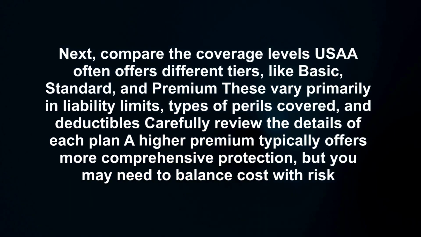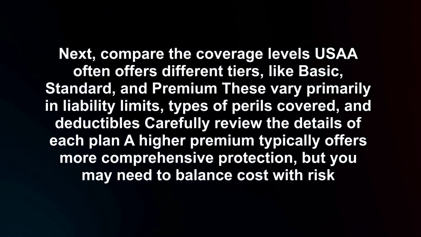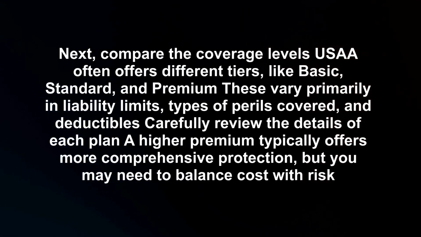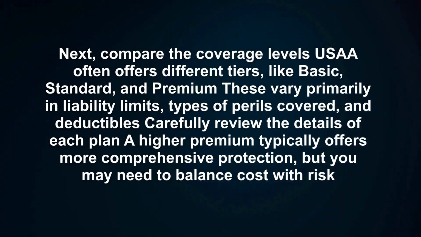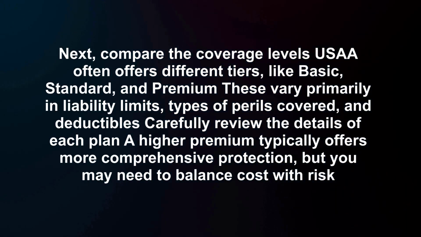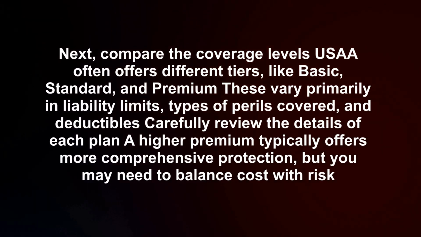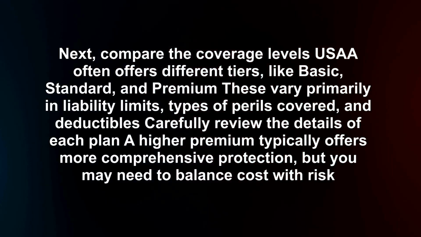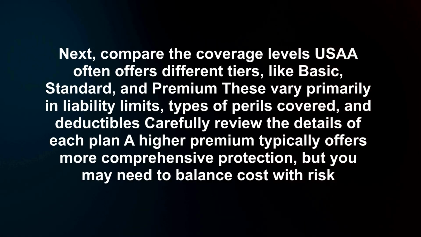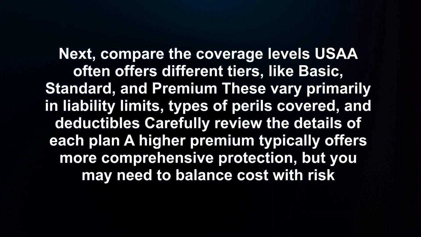Next, compare the coverage levels. USAA often offers different tiers, like basic, standard, and premium. These vary primarily in liability limits, types of perils covered, and deductibles. Carefully review the details of each plan. A higher premium typically offers more comprehensive protection, but you may need to balance cost with risk.